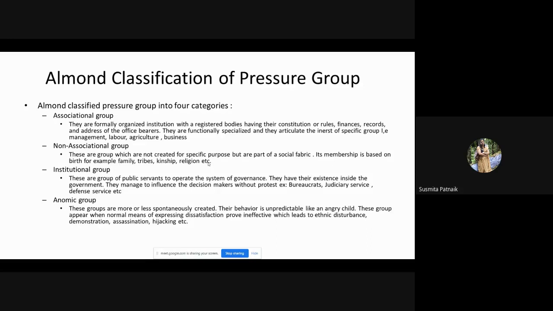So these are called the group of public servants. Take for example the bureaucrats, the nurses, the police, the judiciary, the defense. These types of people are called the institutional groups.